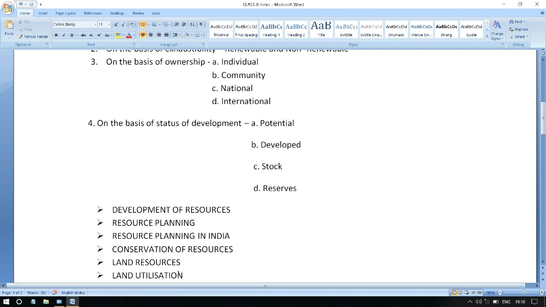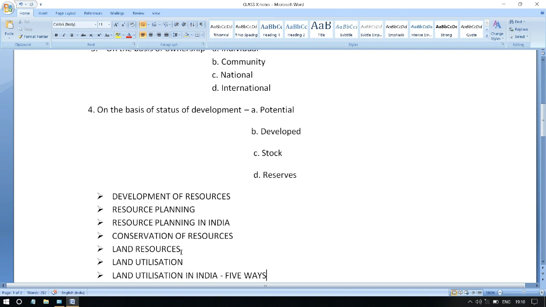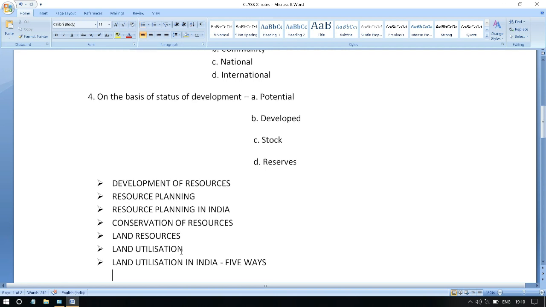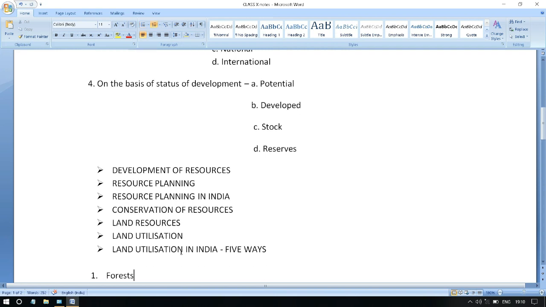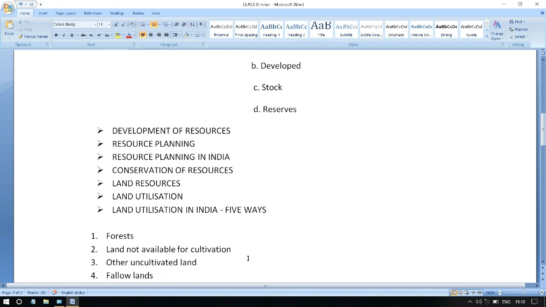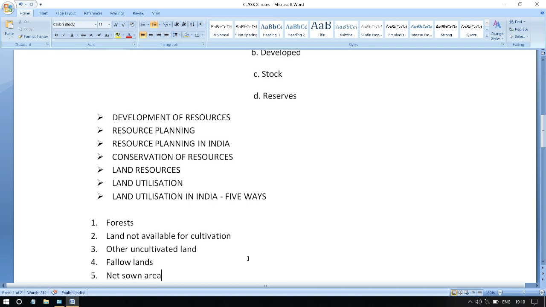Conservation of resources, by that you can easily understand how we are going to conserve our resources, especially the natural resources, which are very important for all of us. Next, we have land resources. Land is also counted as a resource. It is also a natural resource. Land utilization, and then land utilization in India. Here I have mentioned 5 ways we can use land in India. First is forest. Second, land not available for cultivation. Third, other uncultivated land. Fourth, fallow lands. And fifth, net sown area.